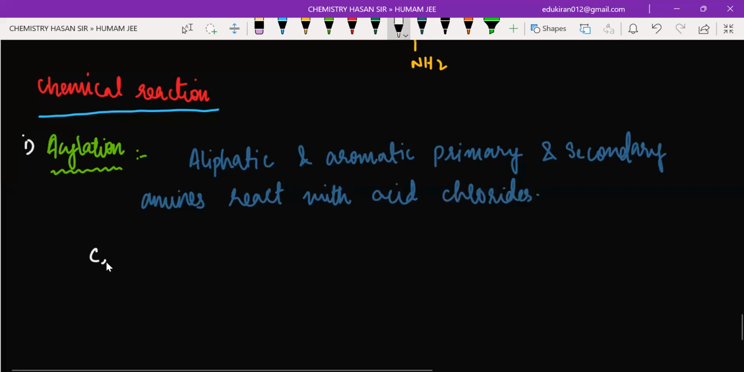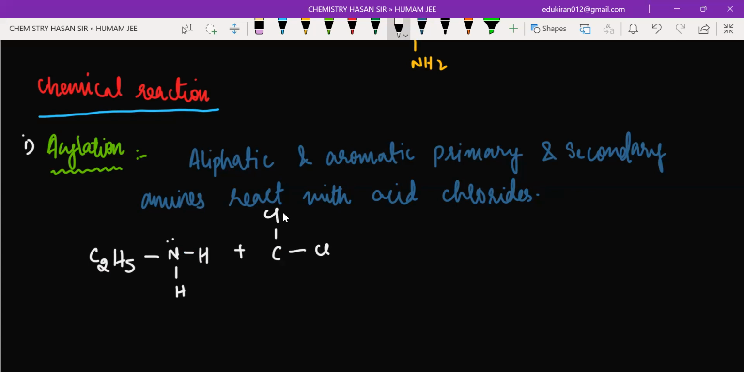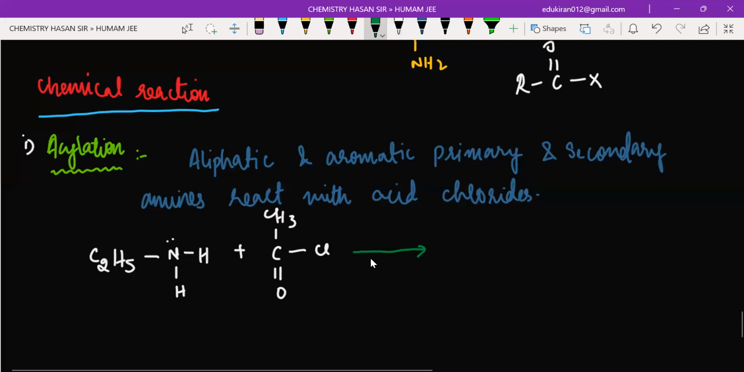So see how it is going to react. Very simple it is. Let's say I'm going to take C2H5, that means CH3CH2, and first I'm going to take this as primary. So this is your primary amine and it is going to react with acid chloride. Let's say this is your acid chloride. There is CH3 and there is C double bond O. You know that this is your acid chloride, or acyl halide if you write X at the place of Cl. And this reaction basically occurs in the presence of base.